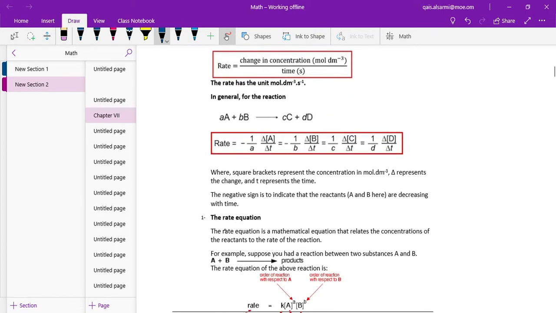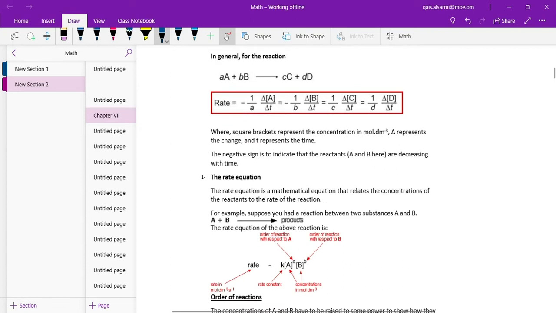Now, the rate equation. What's the meaning of the rate equation? The rate equation is a mathematical equation that relates the concentrations of the reactants to the rate of the reaction. Let's say we have any reaction, A plus B, giving products. Basically you don't care about the products because products do not affect the rate of the reaction. The only thing that affects the rate is the concentration of the reactants.